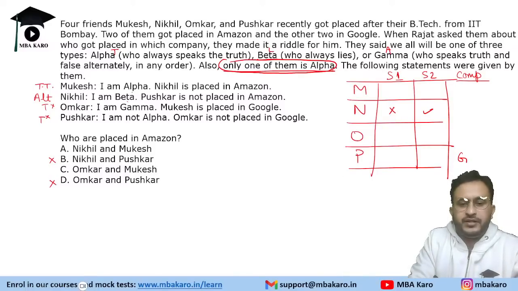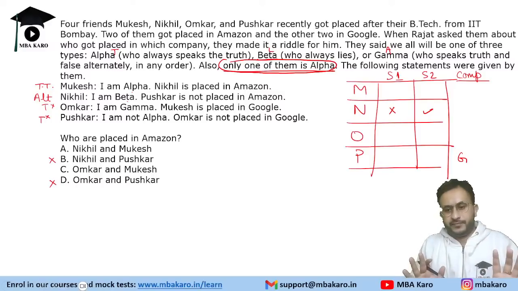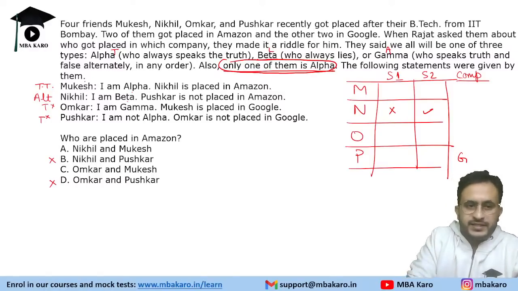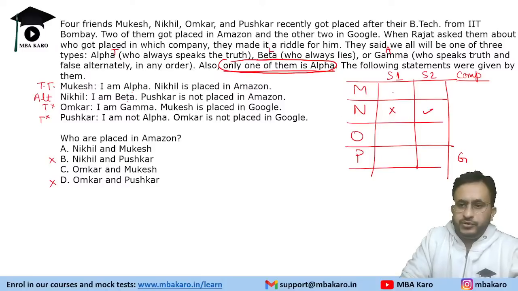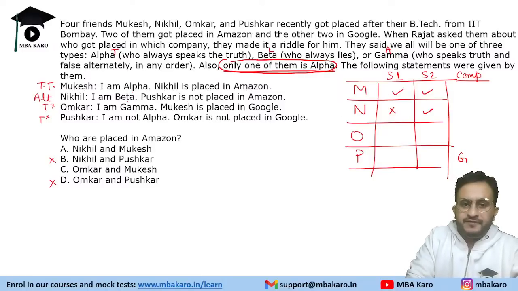Omkar cannot be truth teller because truth teller खुद को truth teller ही बोलेगा. Okay, so Mukesh is alpha, that is the truth teller. Both his statements will be true. So he is alpha. Nikhil is placed in Amazon. So Nikhil is in Amazon.